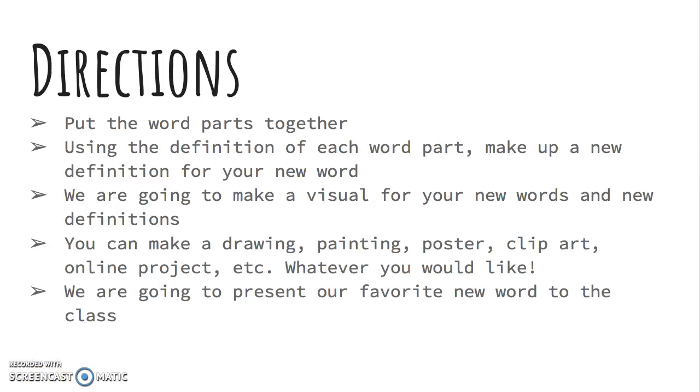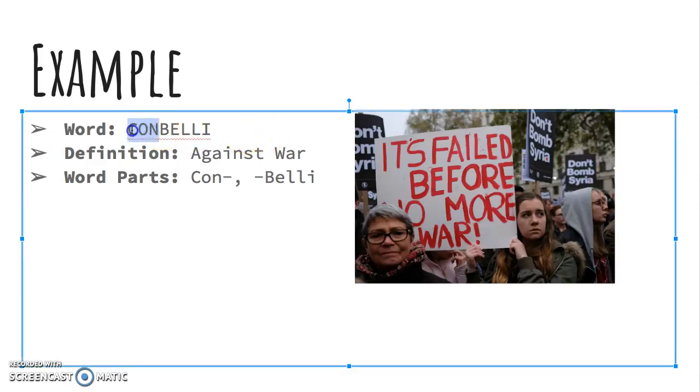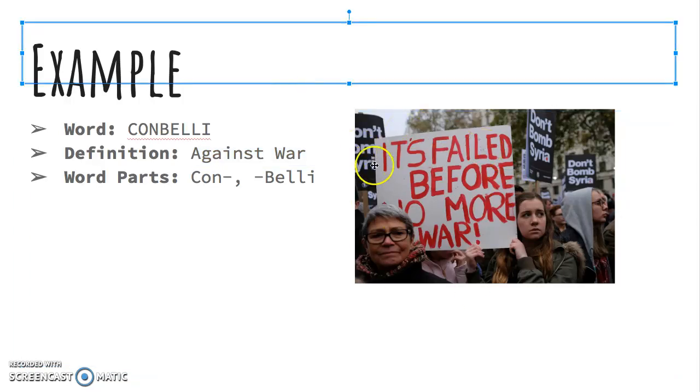So I have an example of what I'm talking about, and you can even come see me during class or email me if you are confused. But for my example, I used con and I used war. So con belly. So if con means against, and belly, which is one that we use today, means war, we can see that the new definition for this new word is against war. And you can see with this picture that I use that this person does not want war, she's against the war. So you can see how that visually looks.